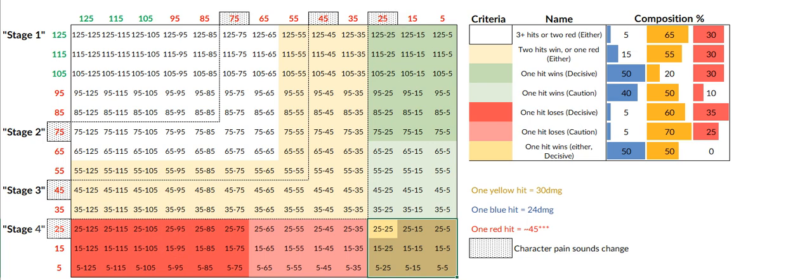So both opponents have heard the third pain sound of each other. They know they're below 25, and so they're circling and scrambling with each other to try to get a blue hit or to try to get a yellow hit. Either one is going to kill them. So it's extreme caution. Whoever gets this hit wins.